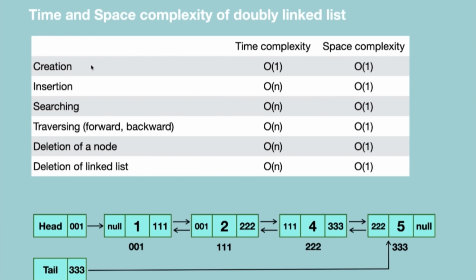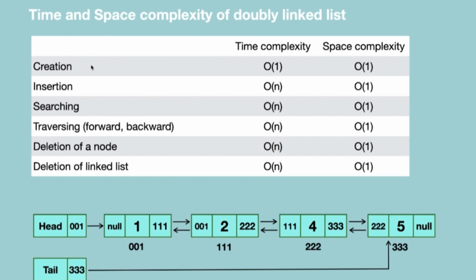So the creation of double linked list takes O(1) time complexity, because as you know, we are just creating a node over here and setting previous and next references of this node to null and creating a link between head and this node and tail and this node, and this takes O(1) time complexity. And the space complexity for this operation is O(1) because here we are just creating one node. So here an additional memory is not required for this operation.